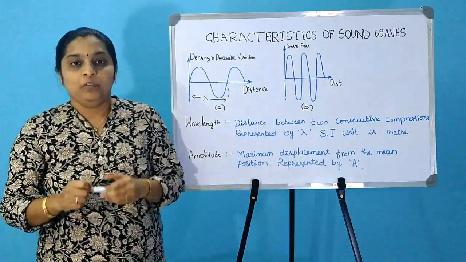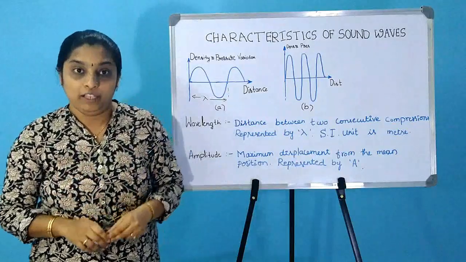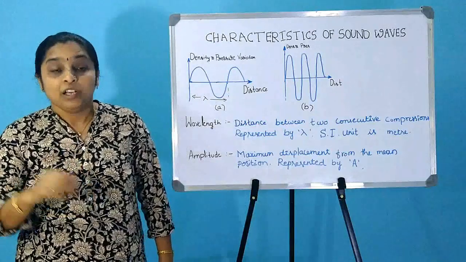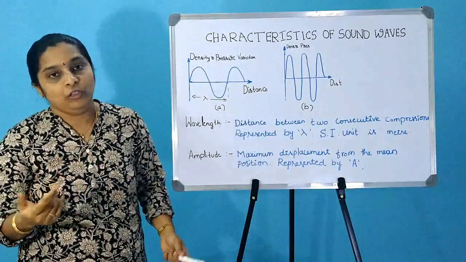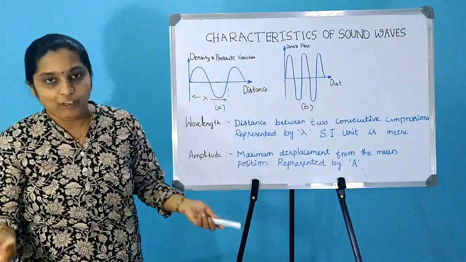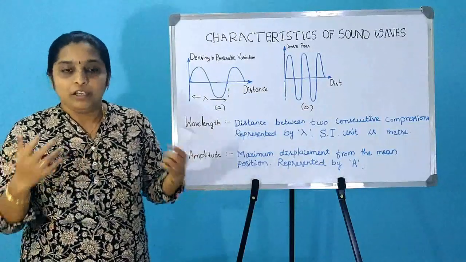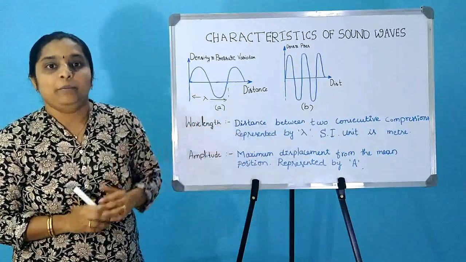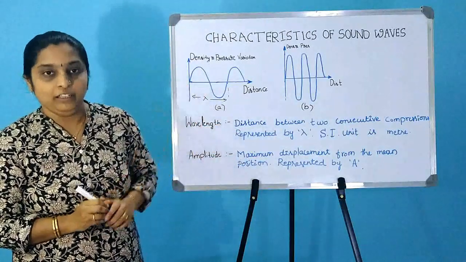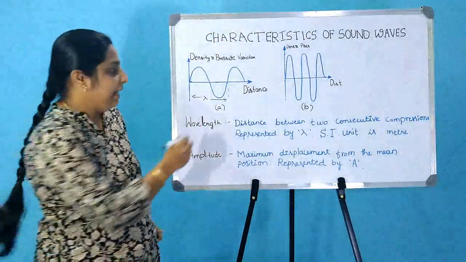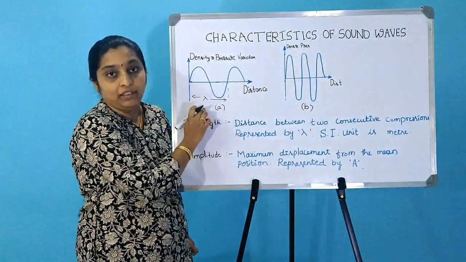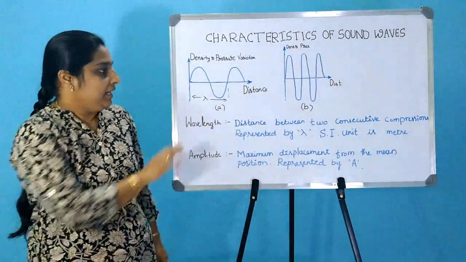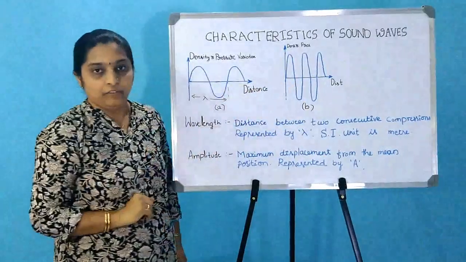Now let us know what the SI unit for wavelength might be. You already know that the SI unit of length is the meter. So the SI unit of wavelength is also the meter, because wavelength is obviously a length, the length of a wave. And there is one more representation for wavelength. Wavelength is represented by lambda. This is called lambda, a Greek letter.